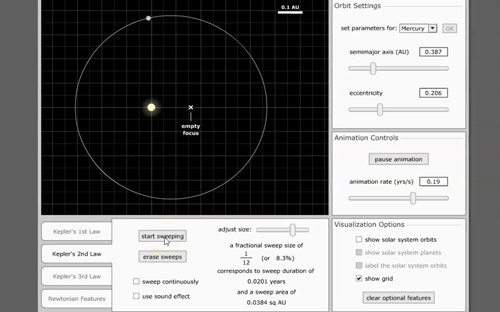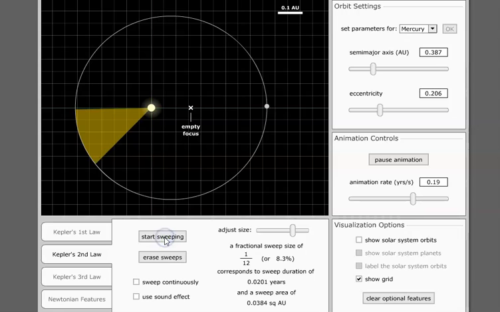Let's use Mercury's orbit as an example. If we were to sweep a segment when Mercury is close to the Sun, and a segment when Mercury is far away, when it's closer to the Sun, Mercury is traveling a much greater distance in the same time period than it is when it's further away. So over here on the left, Mercury has to be traveling faster than over here on the right.